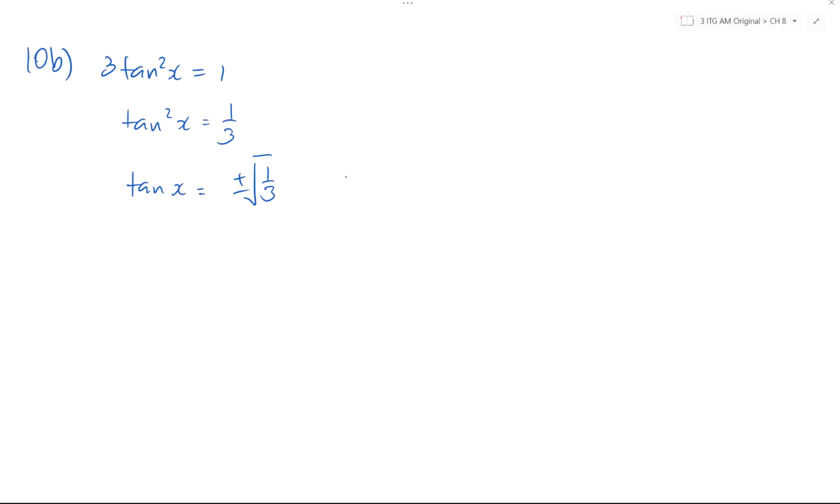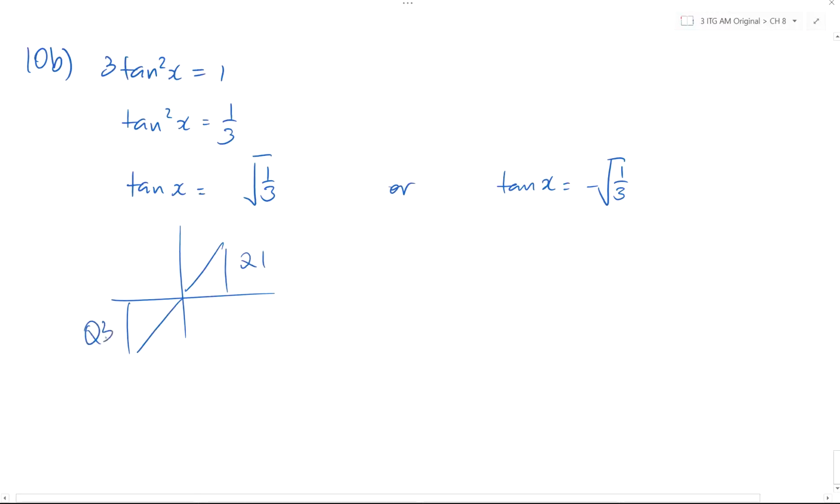I have literally two cases. The first case is tangent x is square root of 1 over 3, or tangent x is negative square root of 1 over 3. In the first case, we are dealing with quadrant 1 and quadrant 3. Go and figure out the basic angle. For tangent x is negative square root of 1 over 3, second and fourth quadrant. Find out what this is based on the basic angle. Okay? So you get all the answers. Part C.